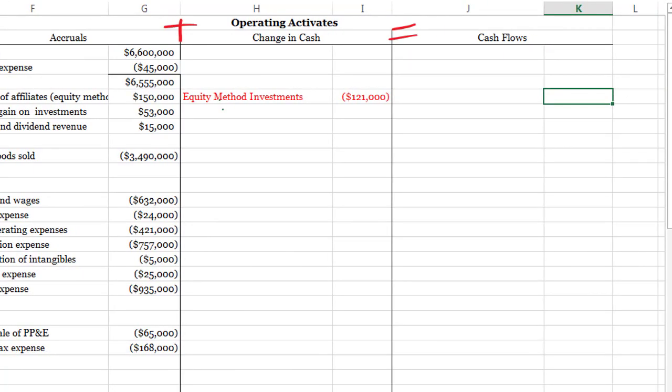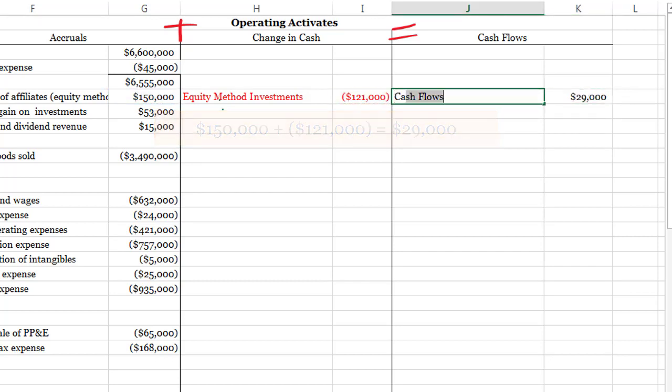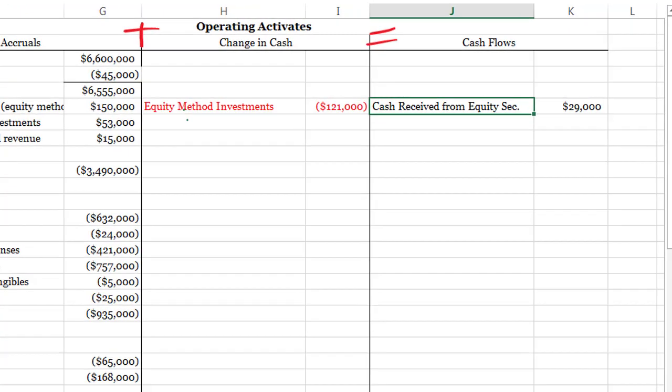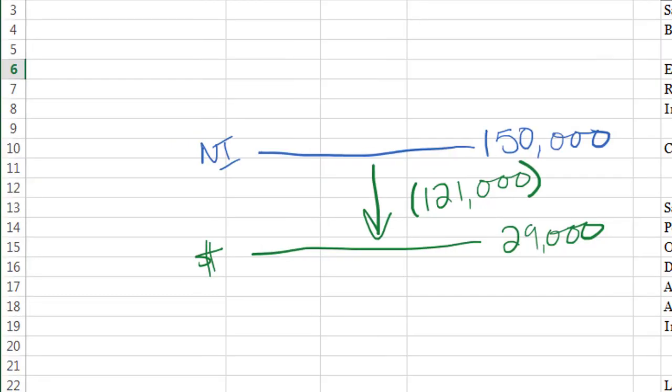If I take the 150,000 plus the 121, there's that 29,000 that's actual cash received from equity securities, or you could call it cash received as dividends. Either way, we're going to use this more formal title, but there's some flexibility there. There's that 29,000. That's what I wanted it to be. That's what it shows up as. And this shortcut shows how we get from the GAAP number to the cash or tax number.